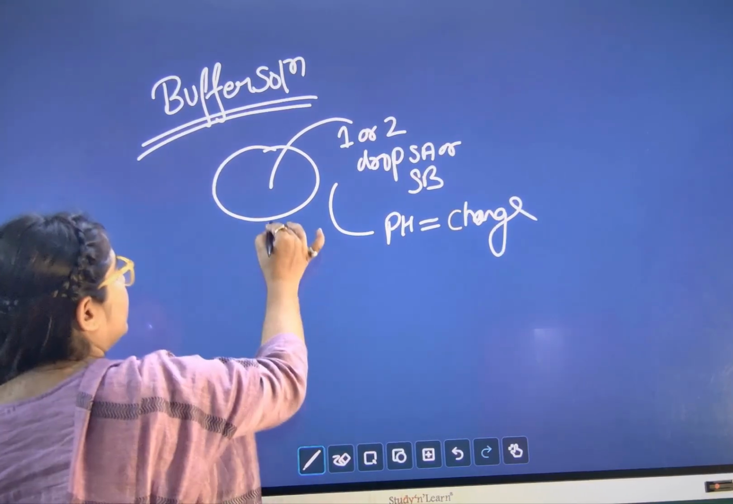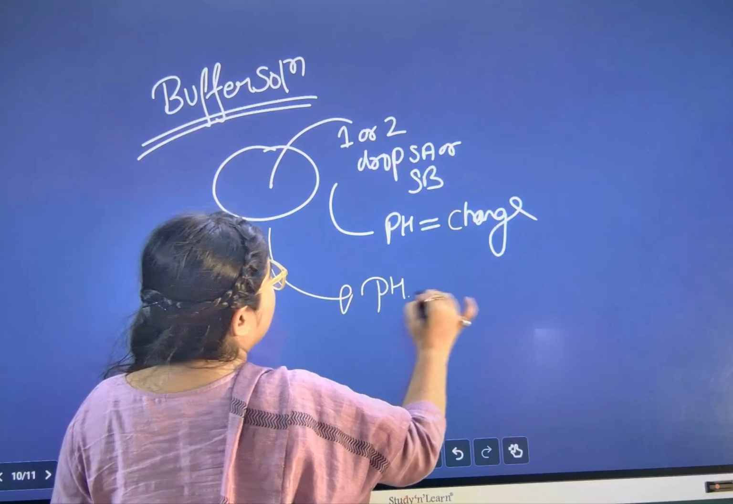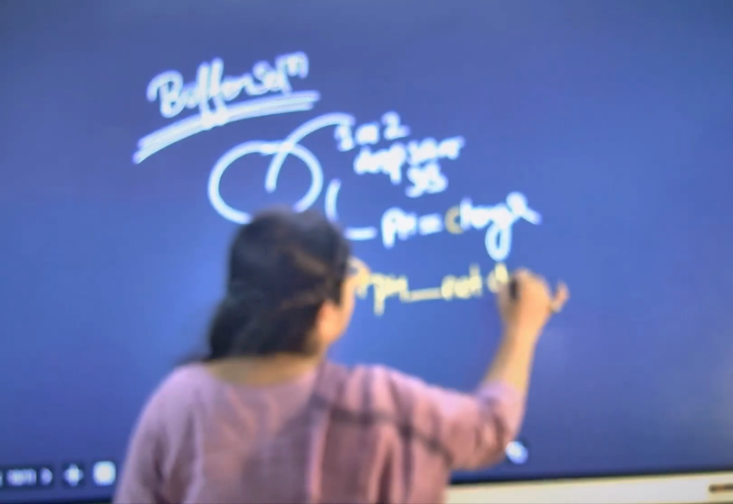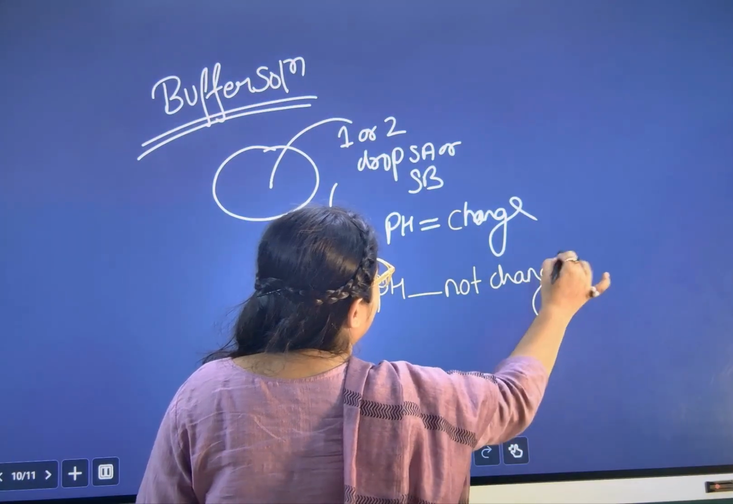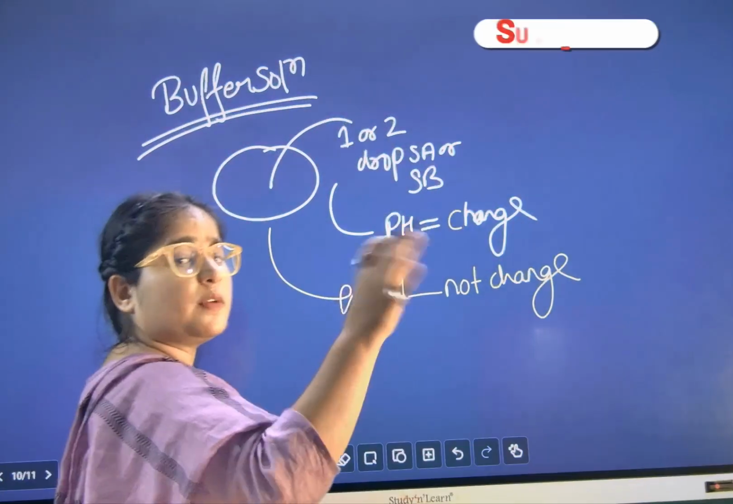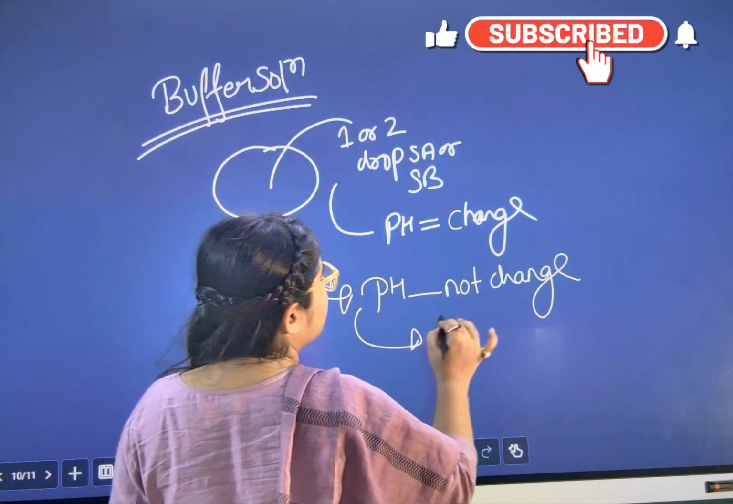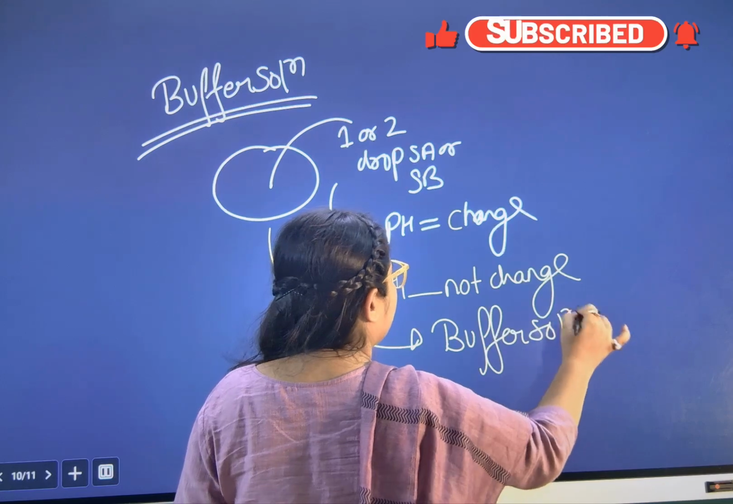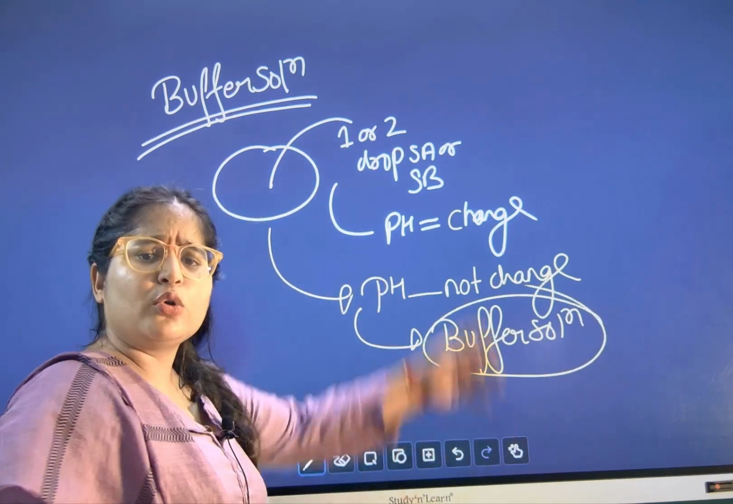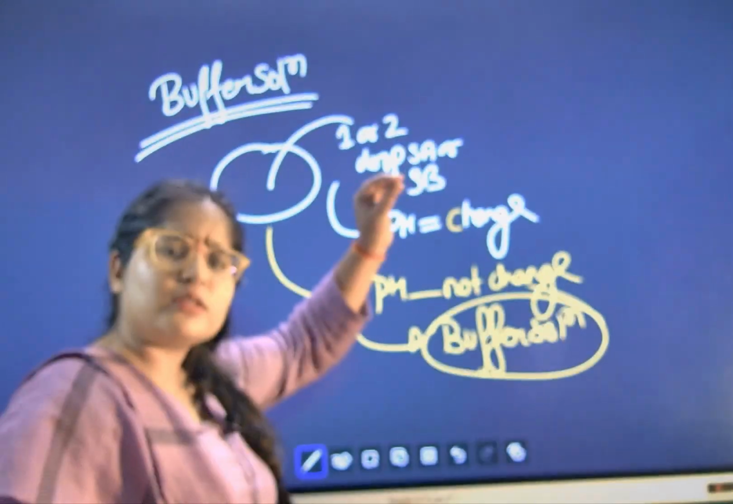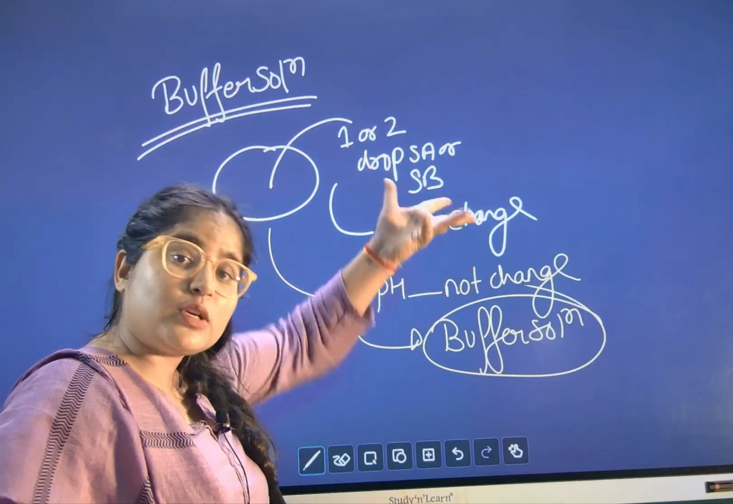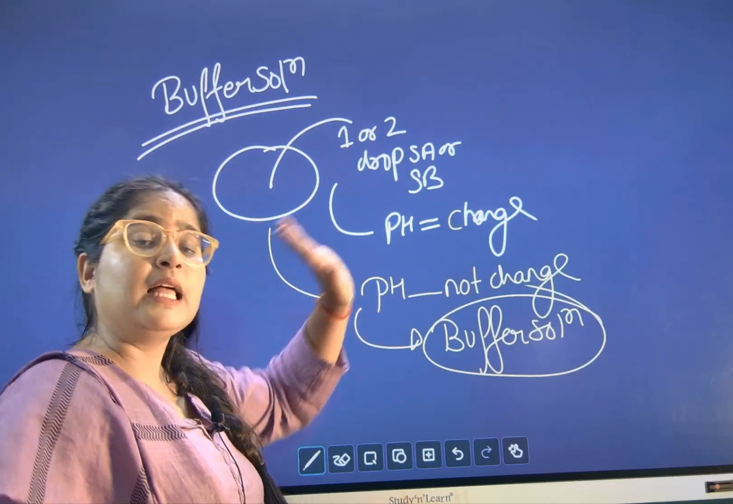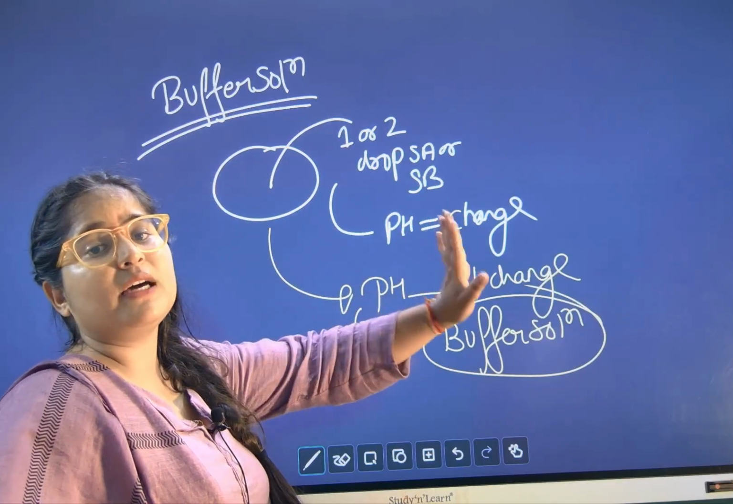But if the pH is not changed or the change is very minimal, then that is known as a buffer solution. Understood? No matter when we add strong acid or strong base, pH should change, but the pH is not changing. That type of solution is known as a buffer solution.